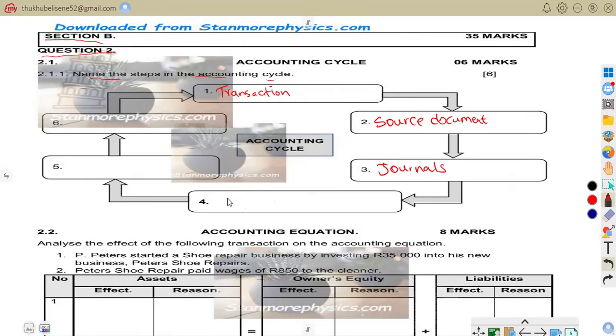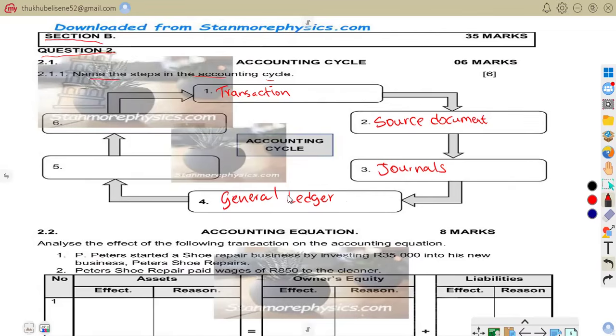The fourth one is the general ledger. Information from the journal is transferred to accounts, which is the general ledger. The ledger contains separate accounts, for example the cash account, sales account, rent account, debtors account, and creditors account. This process is called posting. Hope we are together on that.